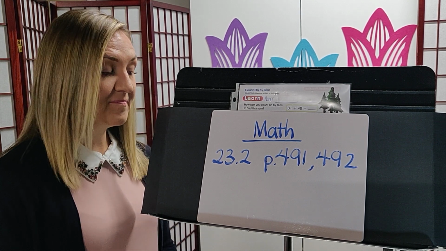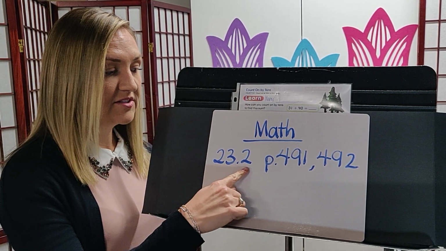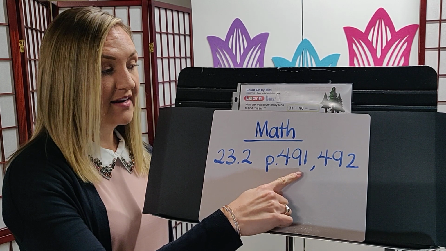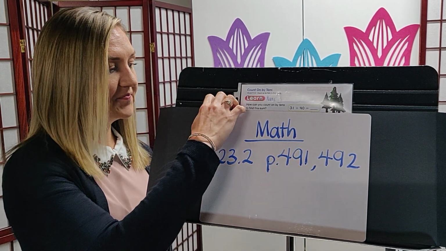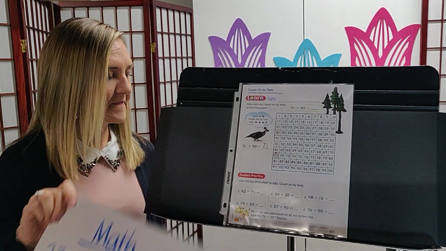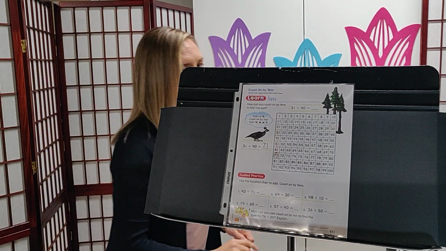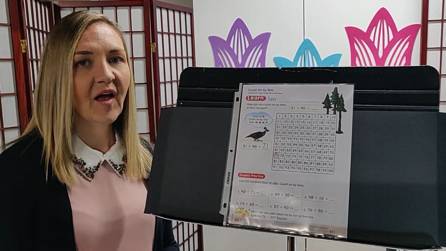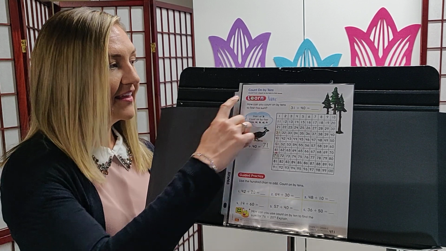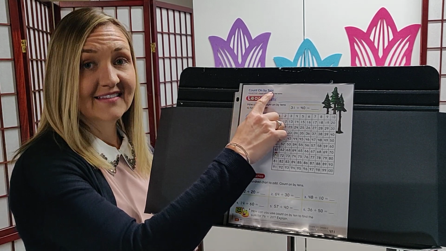Let's get started on Math 23.2, page 491 and 492. Okay, this lesson is called Count On by Tens.